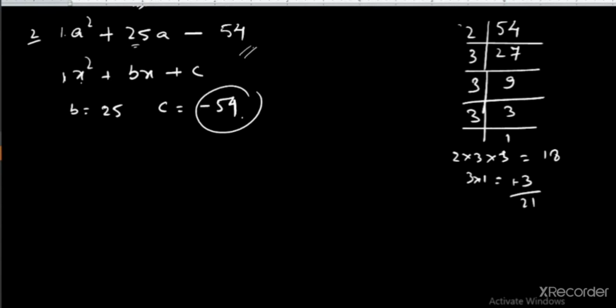It means you cannot take this pair. Though you are getting the product as 54, since 18 into 3 gives 54, still you cannot use this pair because the sum is not 25. So we have to find another way. If we find another way, let us see what we can do. 3 into 3, 9, 9 3s are 27.